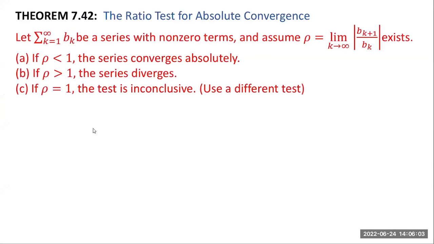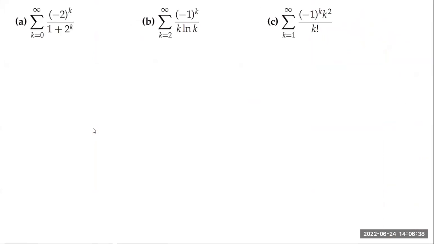Recall that here is the ratio test for absolute convergence. Let the sum over k from 1 to infinity of b_k be a series with non-zero terms, and we assume that this limit exists: the limit as k goes to infinity of the absolute value of b_(k+1) over b_k. And here are the conclusions. If this value of rho is less than 1, then the series converges absolutely. If the value of rho is bigger than 1, the series diverges. And if the value of rho is 1, then the test is inconclusive. Okay, so let's apply this theorem.